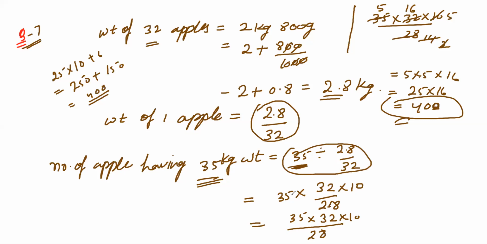So you will write 35, then change the sign of divide into multiply and reciprocate the fraction. This is 2.8 upon 35. You will write 32 upon 2.8. So when you remove the decimal from the denominator, 10 will increase. Now solve your question and your answer is going to be 400. Okay.